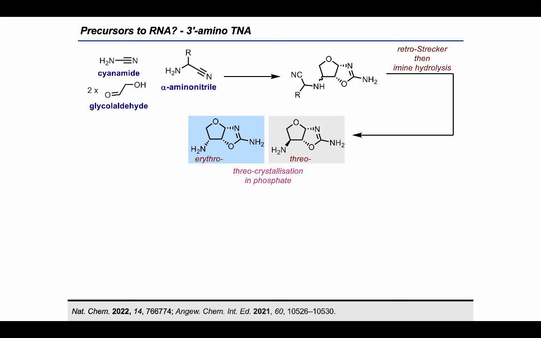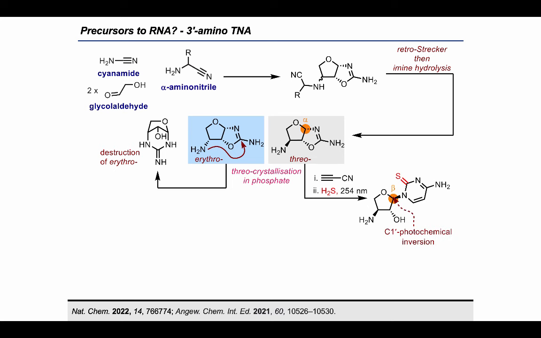Crystallization of the 3O amino-oxazoline leads to its self-purification, as the erythro amino-oxazoline left in the solution phase is destroyed by cyclization to a bridged bicyclic guanidine. Further elaboration of the 3O 3' amino-oxazoline through the addition of cyanoacetylene and H2S enables the formation of a 2-thiocytidine moiety, photochemical anomerization of which is required to convert the alpha to the beta anomer.